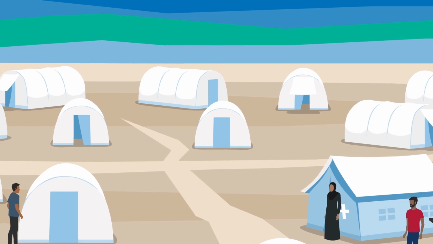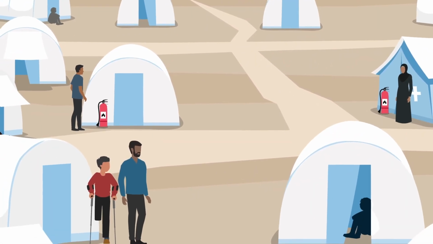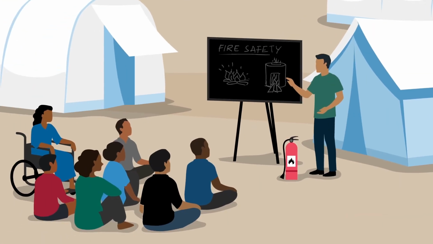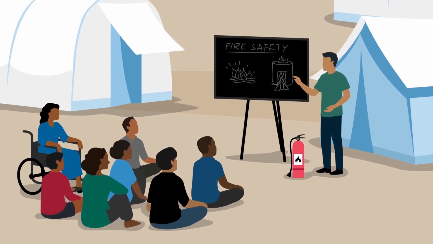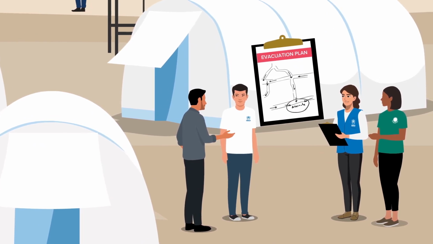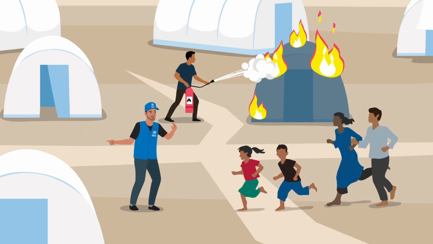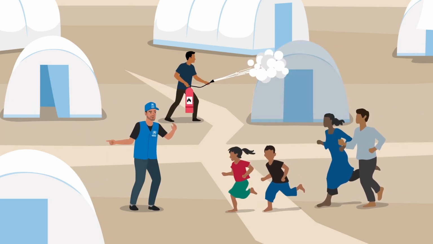Despite our best efforts, sometimes disaster strikes, and we must be ready to react. That is why, before the risk materializes, we must buy and install fire extinguishers, train communities to prevent and fight fires, and have an evacuation system that is ready to activate. Then, should a fire occur, we can respond more quickly and effectively.